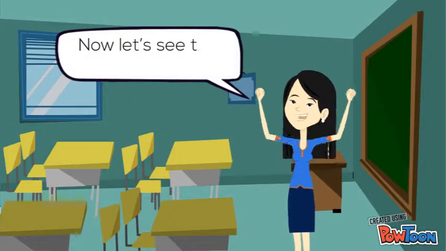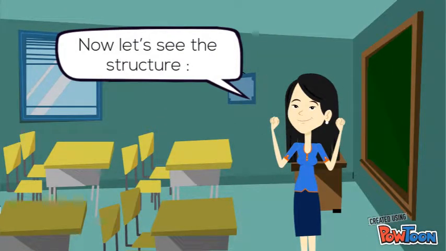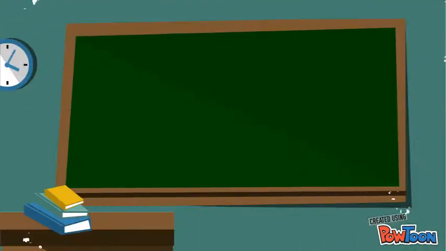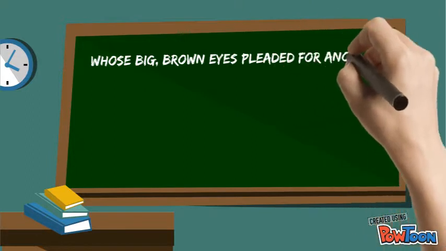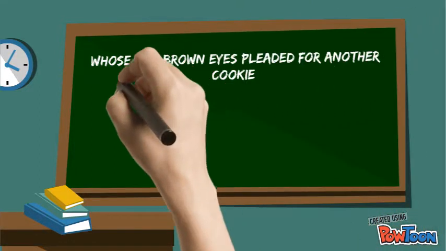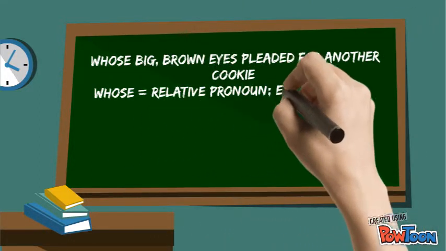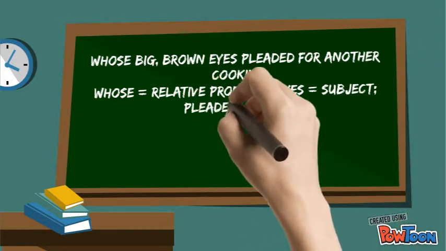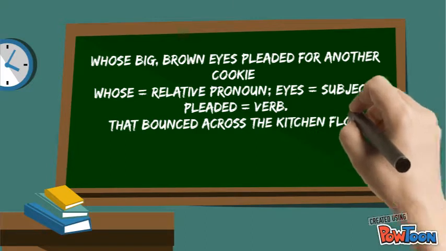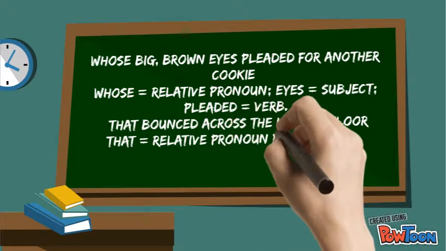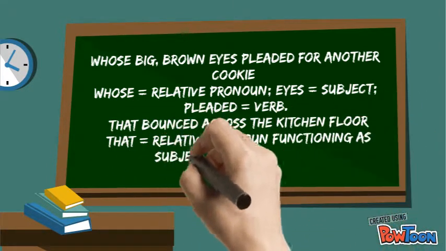Now let's see their structure. Example number 1. Whose big brown eyes pleaded for another cookie. Whose is a relative pronoun. Eyes is the subject and pleaded is the verb. 2. That bounced across the kitchen floor. That is a relative pronoun, functions as a subject, and bounced is the verb.